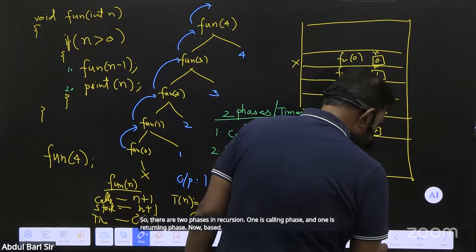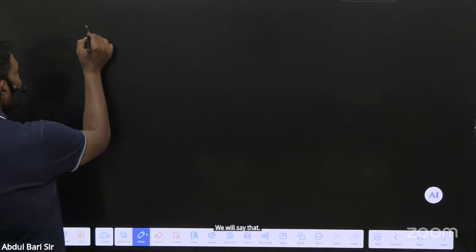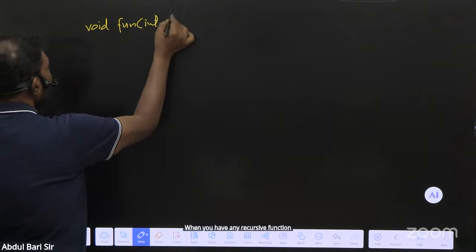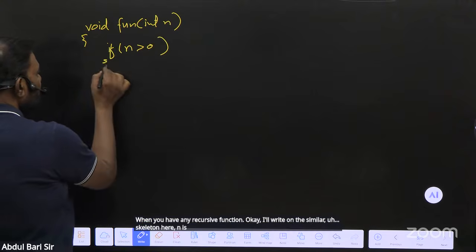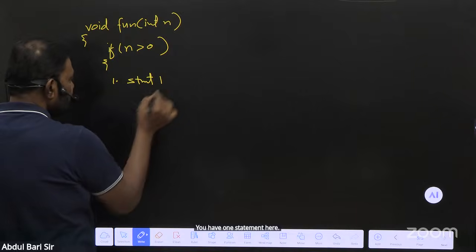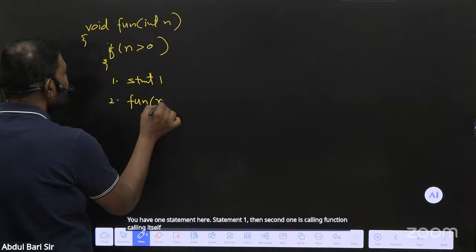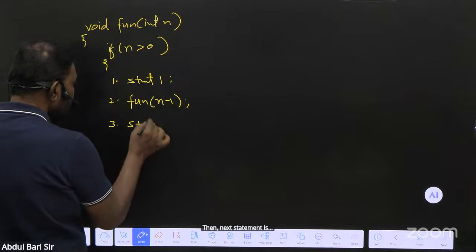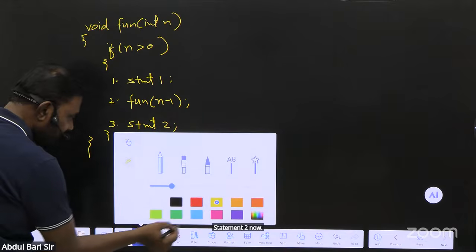Now, based on this, when you have any recursive function, I'll write on the similar skeleton here: n is greater than 0. You have one statement here, statement 1. Then the second one is the function calling itself with n minus 1. Then the next statement is statement 2. Now, watch this.